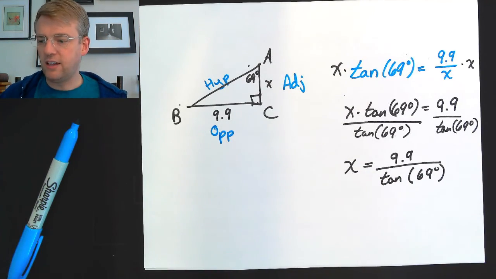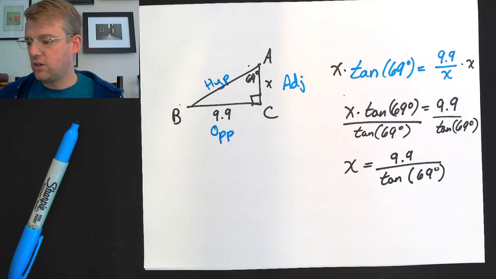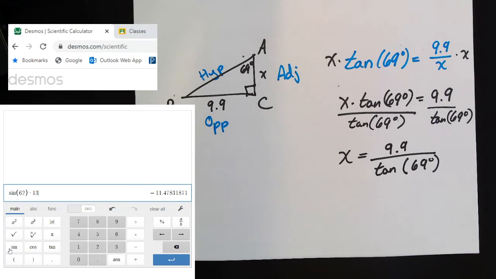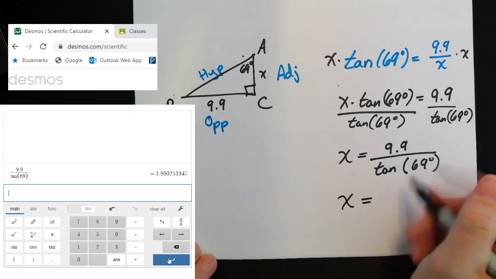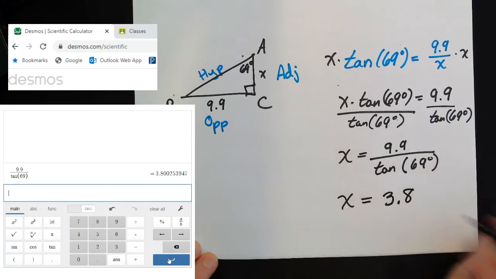You definitely need a calculator to find the tangent of 69 degrees. So we're going back over to Desmos. And we can type this in as one expression if we want. 9.9 divided by the tangent of 69. Make sure you're in degree mode. And there you have it. If we hit enter, it'll move it up top for us. X is, I should probably say approximately, since I'm going to round it off to 3.8.